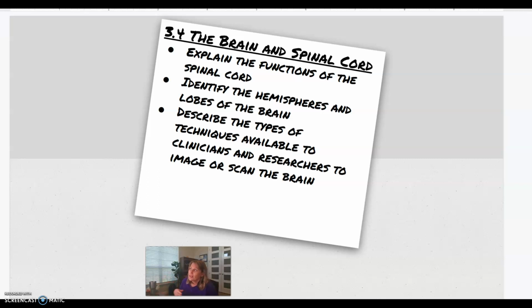This section is about the brain and the spinal cord. It has 3 learning objectives: explain the functions of the spinal cord, identify the hemispheres and the lobes of the brain, and describe the brain imaging and scanning techniques. Let's start with the spinal cord.